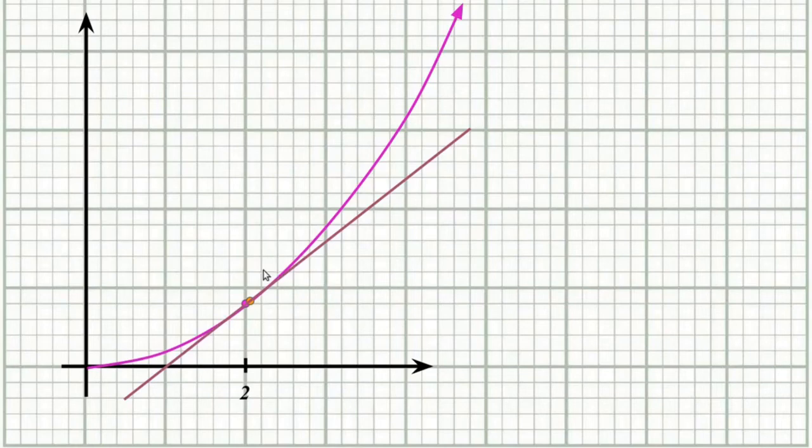Here's a line that shares only 1 point with this curve. We have a name for that. We call it a tangent. What is the slope of that? Well, here I can see that the slope is 4. So it looks like this curve has a slope of 4 at the value 2 seconds.